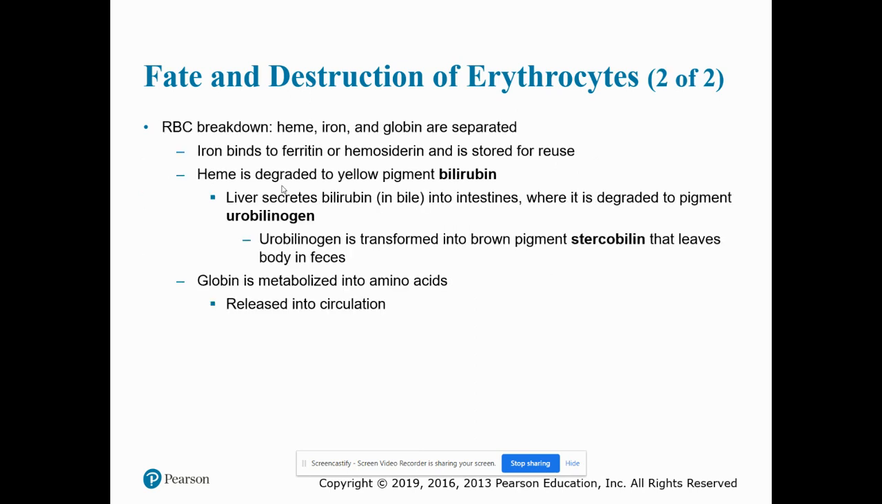As a red blood cell breaks down, the heme, the iron, and the globin are separated. The iron binds to ferritin or hemosiderin and is stored for reuse. Heme is degraded to the yellow pigment bilirubin. The liver secretes bilirubin into the intestines, where it is degraded into the pigment urobilinogen. Urobilinogen is then transformed into the brown pigment stercobilin, which leaves the body in feces. And then globin is metabolized into amino acids and released into circulation.